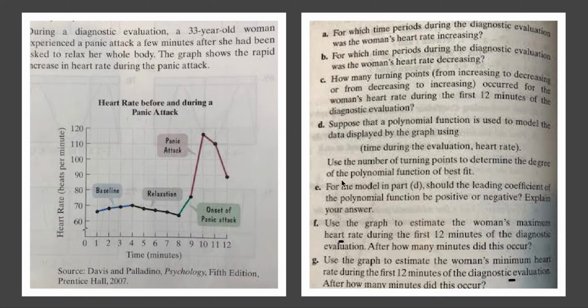So here we have a sum question. Let's try to answer this question. For which time period during the diagnostic evaluation was the woman's heart rate increasing? If we are looking at the graph here, the heart rate is increasing from 1 minute to 4 minutes. So the function was increasing in this interval. Let me write here, 1 to 4 is increasing.